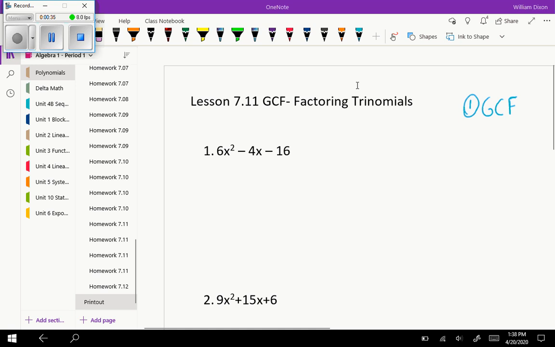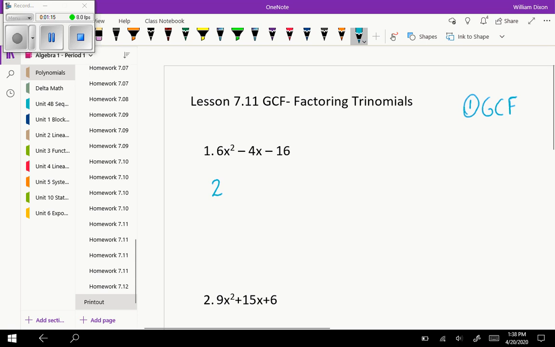All right, so example number one says 6x squared minus 4x minus 16. On the top of the page, you see that I have GCF because as we've been working through this unit, I've always said that the first thing we want to look for is the greatest common factor. So is there a greatest common factor between 6x squared, 4x, and 16? And the answer is yes, there is between the 6, the 4, and the 16. And the greatest common factor is 2. So 2 is the greatest common factor between those terms.